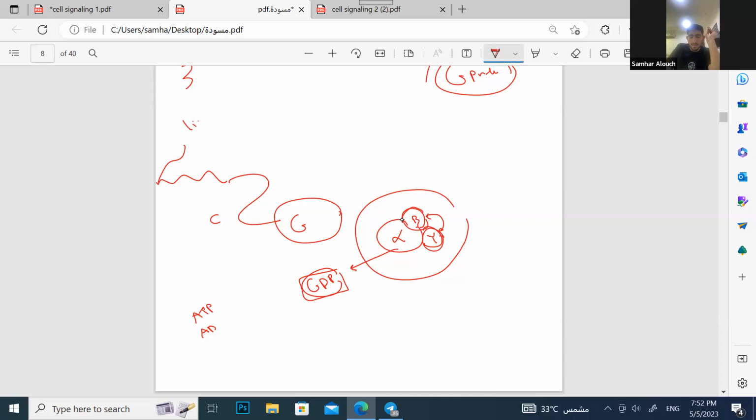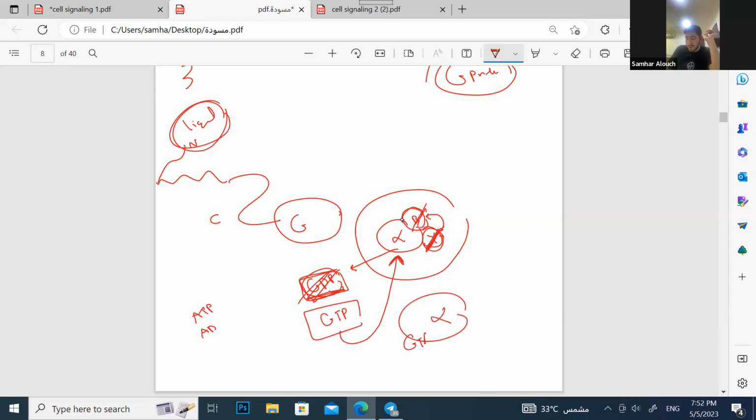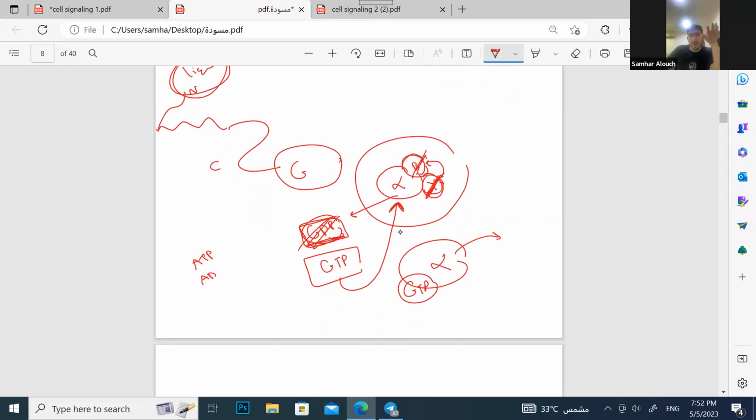Once the ligand binds to the N-terminal, it causes this GDP to be converted into GTP by a specific enzyme. We will mention it lastly. So now, once the ligand binds, this GDP gets converted into GTP. And once GTP binds to the alpha, beta and gamma get removed. And now alpha is free and it's bound to GTP. And once it's free and has GTP on it, it goes and activates many other enzymes and causes the action.